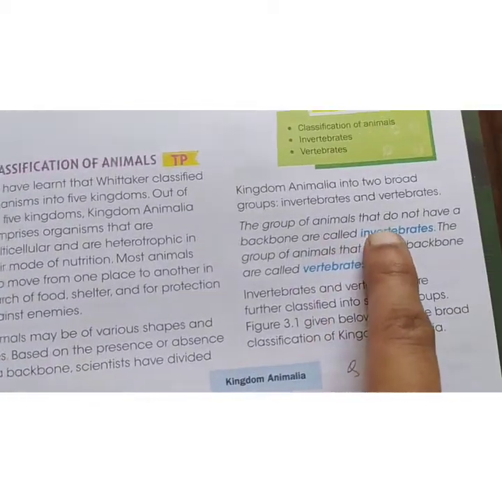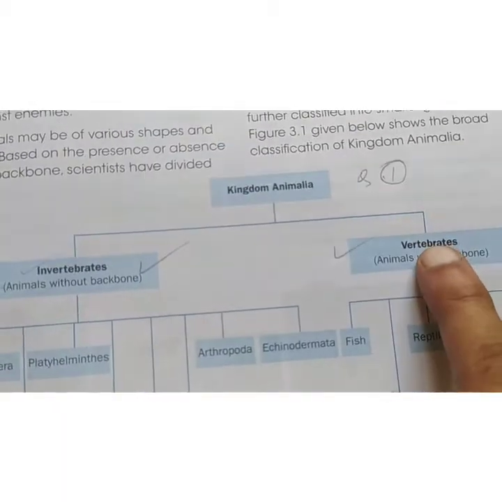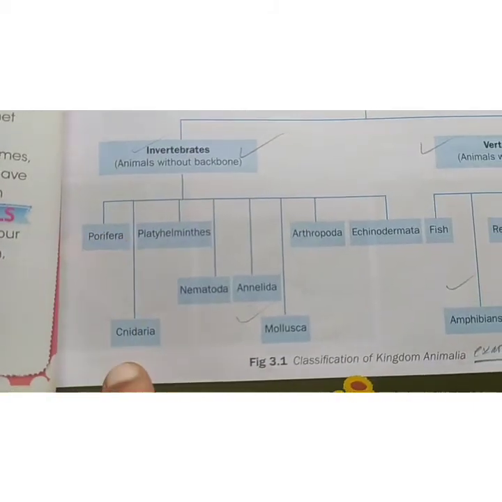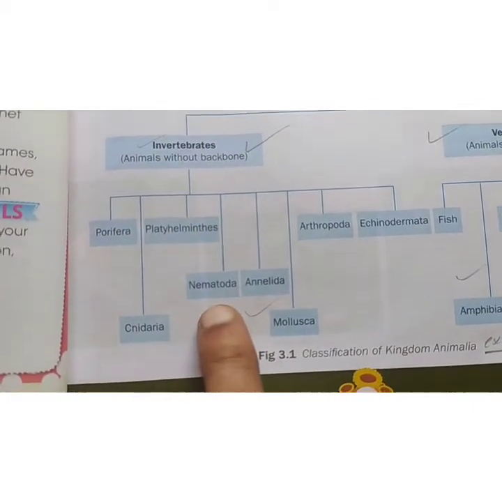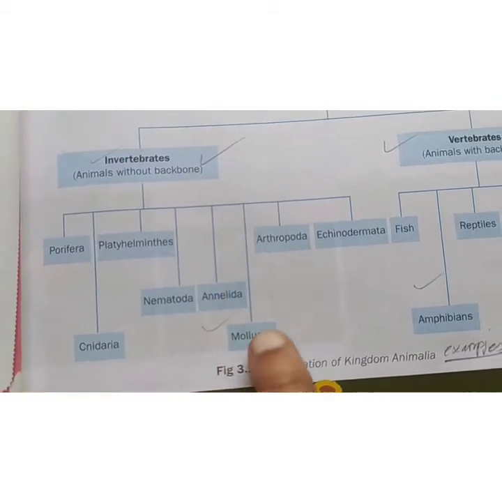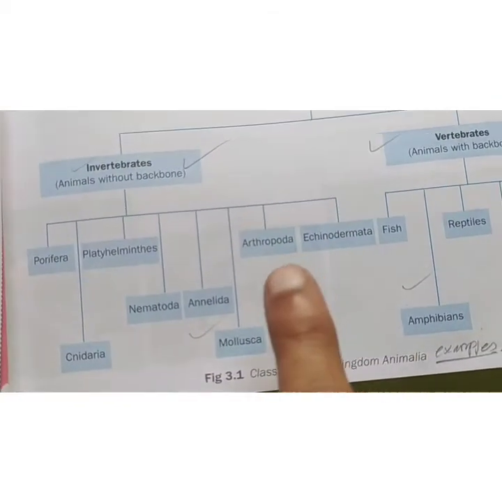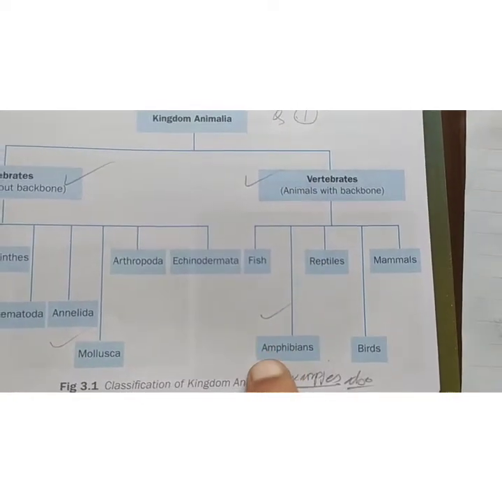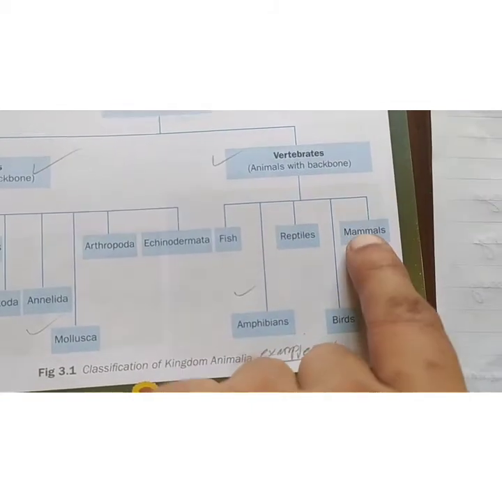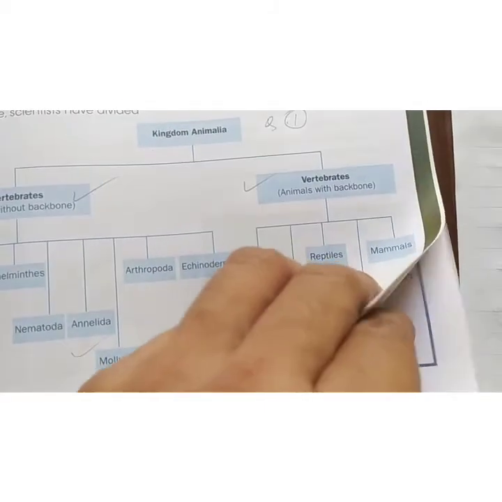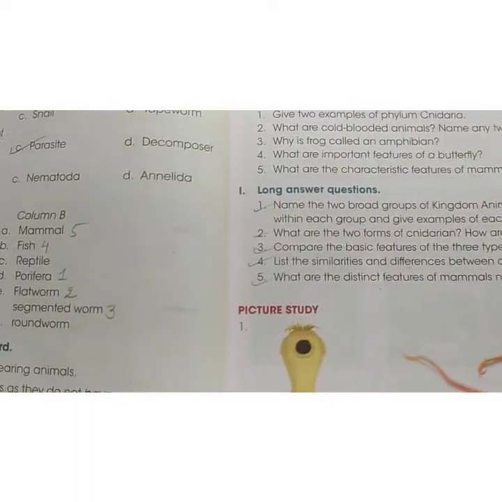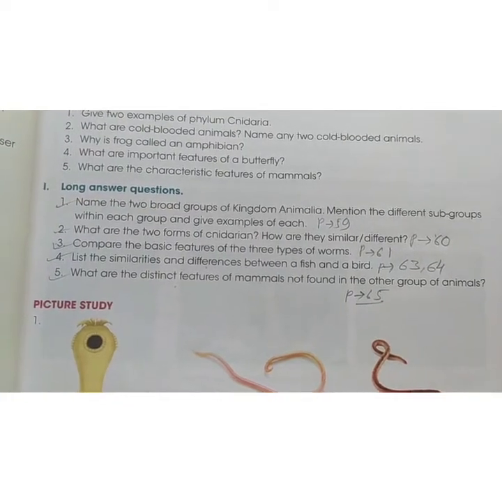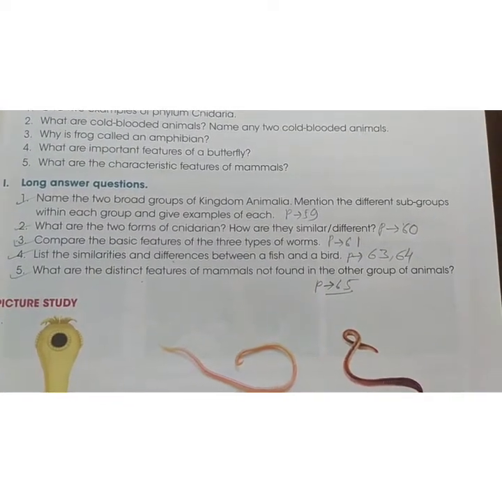So two groups of animals are vertebrates and invertebrates. Kingdom Animalia has two groups, invertebrates and vertebrates. And write down these all also, like Porifera, Platyhelminthes, Nematoda, Cnidaria, Annelida, Mollusca, Arthropoda, Echinodermata. And give one or two examples of each. Similarly for vertebrates, write all the group names along with examples. Now next question is number 2. What are the two forms of Cnidarian and how are they similar or different? It is on page number 60 I have marked.